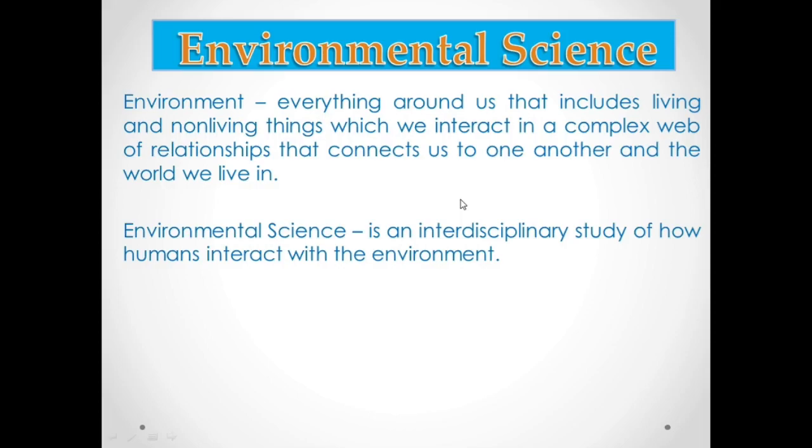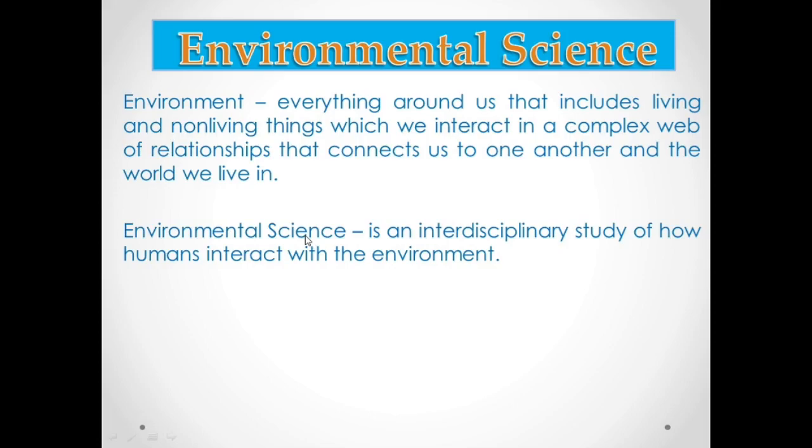So environmental science is an interdisciplinary study of how humans interact with the environment. From the root word science, we can define science as the systematized body of knowledge based on facts and observation. In order to fully understand what is happening in the environment and how living and non-living things interact with each other in a complex web of relationships, we have to study environmental science, because it is an interdisciplinary study.